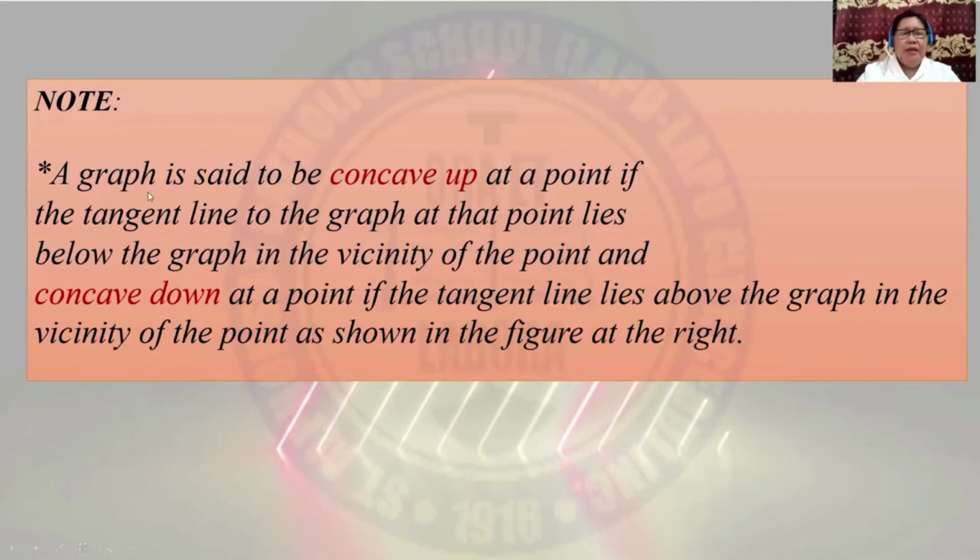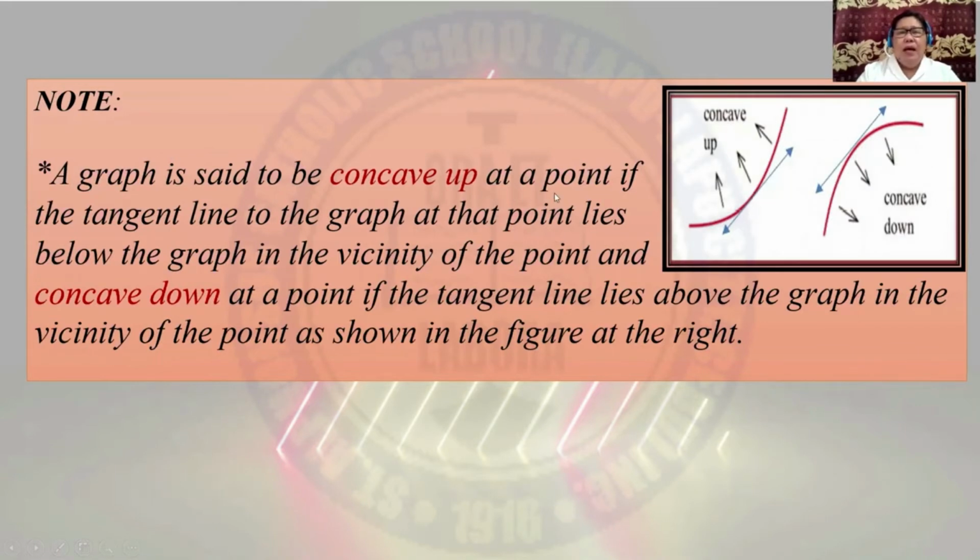Take note, a graph is said to be concave up in this form at a point if the tangent line to the graph at that point lies below the graph in the vicinity of the point. So, supposing this blue line is the tangent line, it is placed below the curve. And concave down at a point if the tangent line lies above the graph in the vicinity of the point, as shown in this figure. So this is the tangent line and it is placed above the curve.